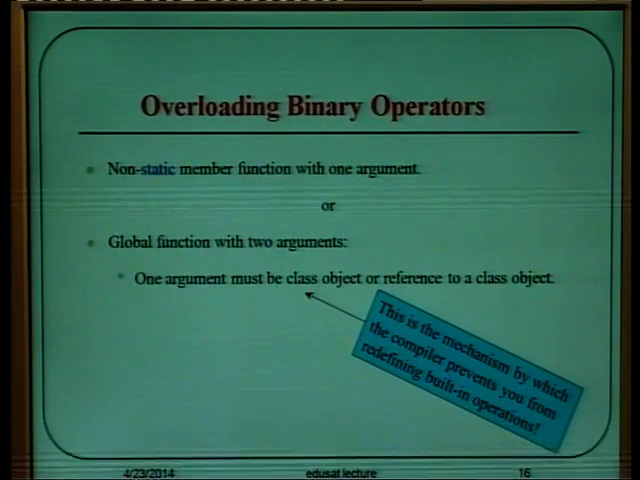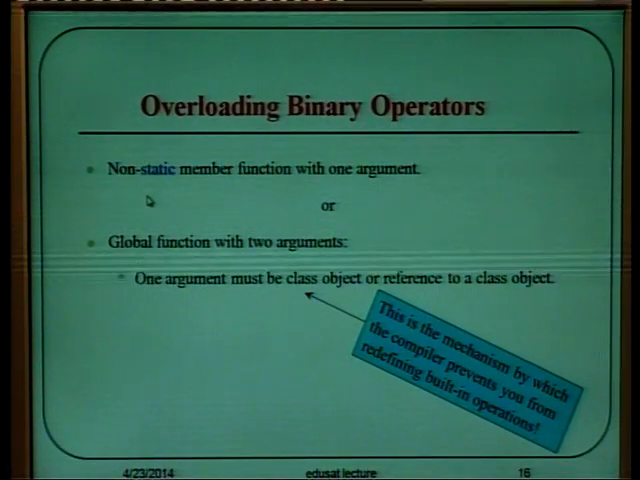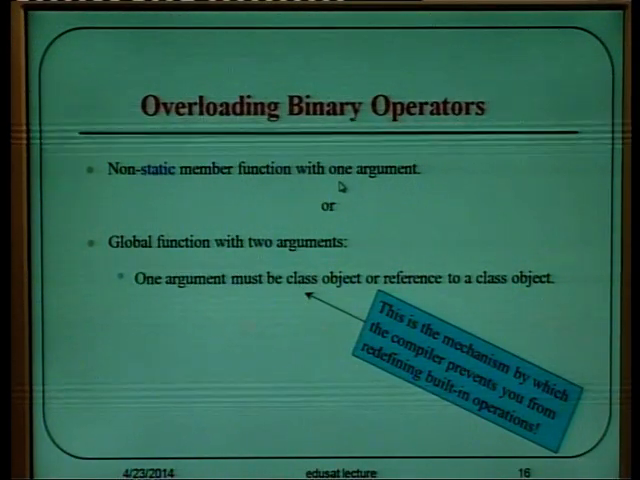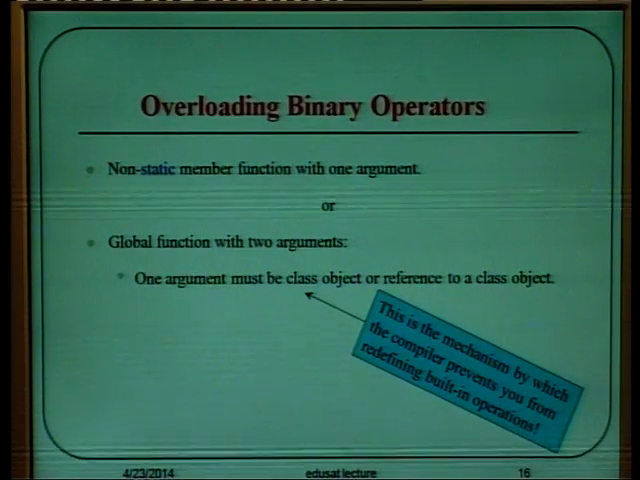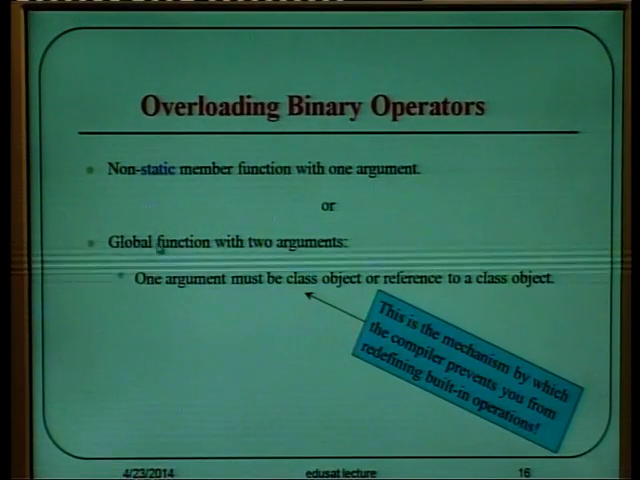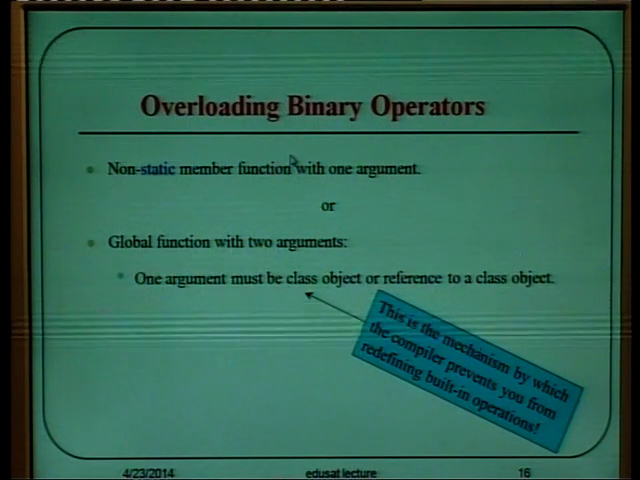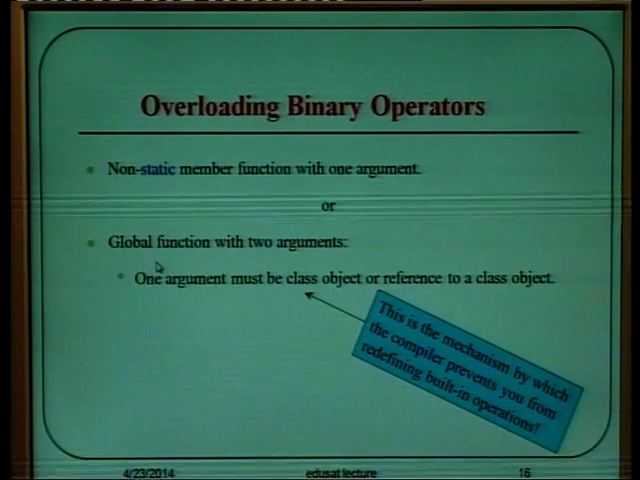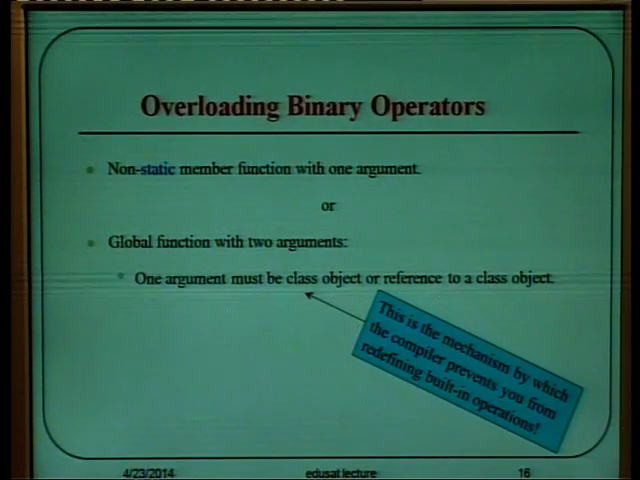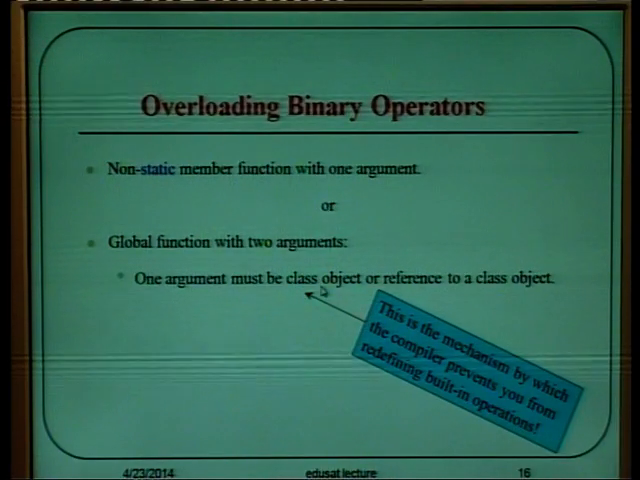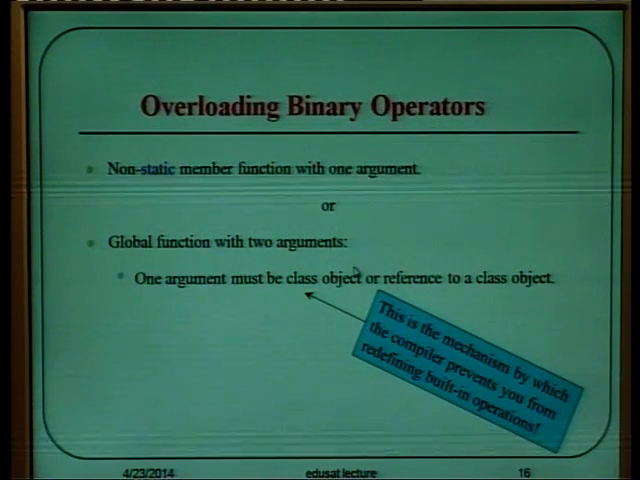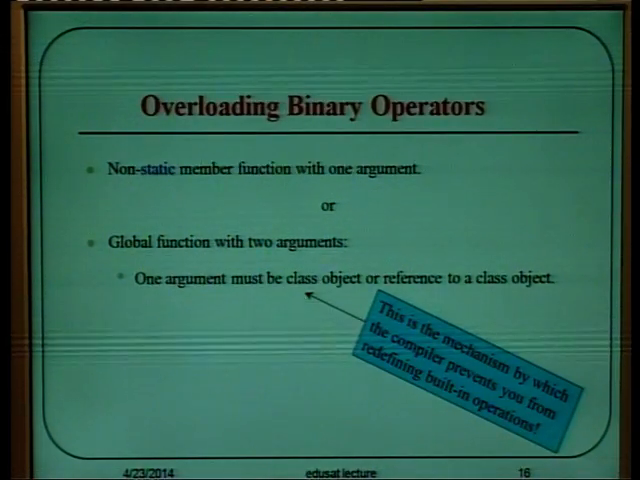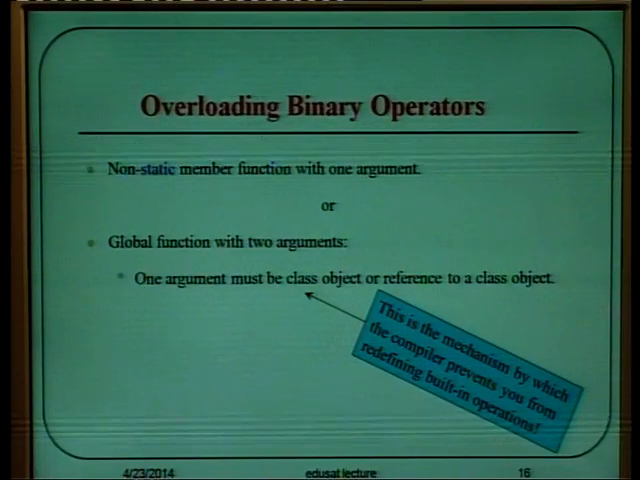Okay. So here are the binary operators. A binary operator as a non-static member function takes one argument, because a binary operator requires two operands. If we implement a binary operation as a global function, then we require two arguments. One argument must be a class reference or class object. This is the mechanism by which the compiler prevents you from redefining built-in operations.